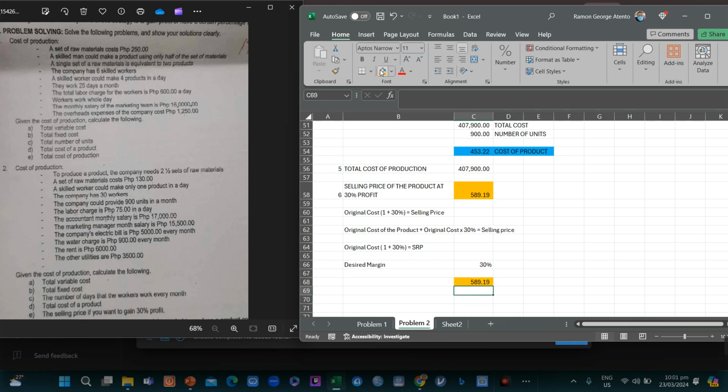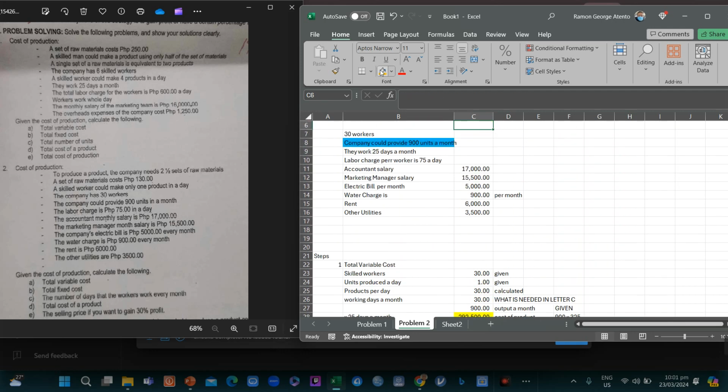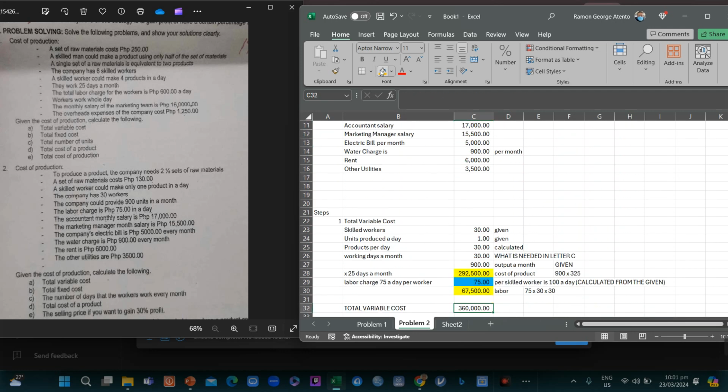Okay, so that's it. I think this is way easier now because we already mapped out the formula in Excel. So that's it.